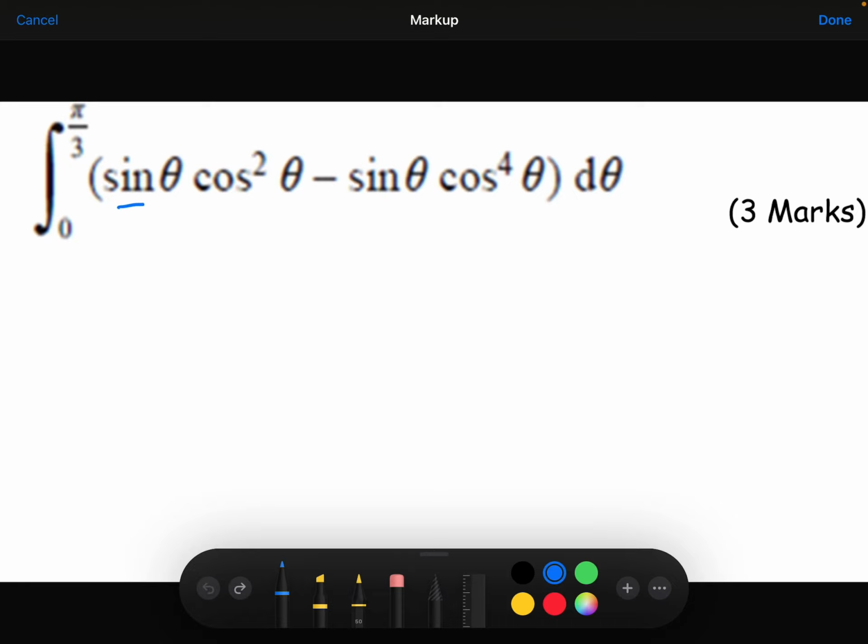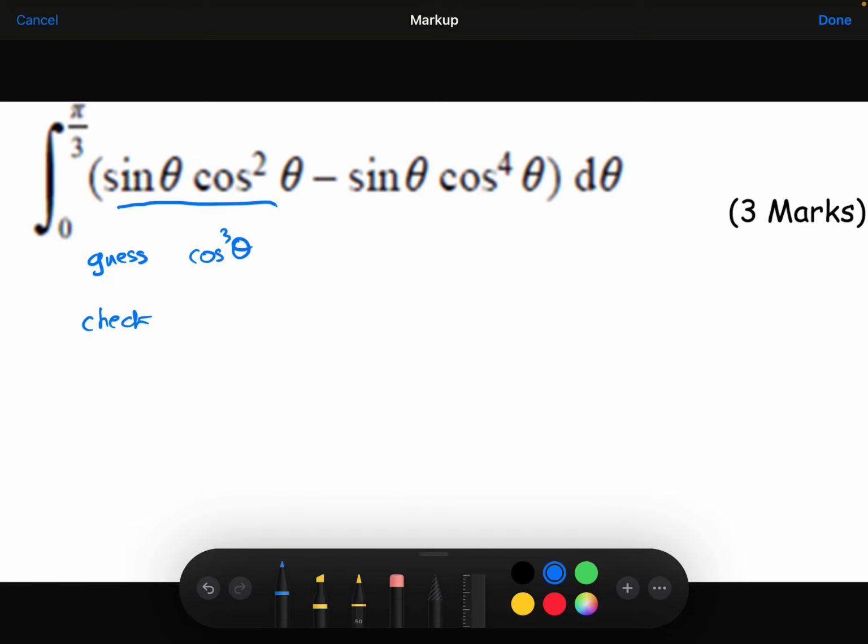So, I'm looking at this part first. In particular, I'm looking at the cos, because I know that cos differentiates to be minus sine, which is kind of similar to what we've got at the front there. So I'm going to guess that that's going to integrate to be cos cubed theta. I've just added 1 to the power there. Right, let's check.